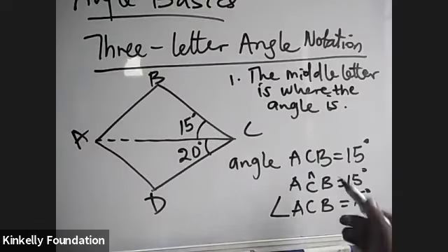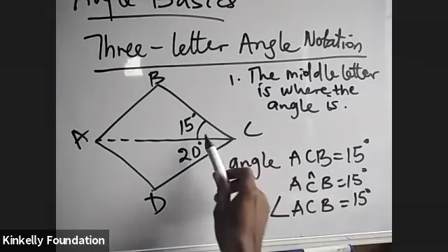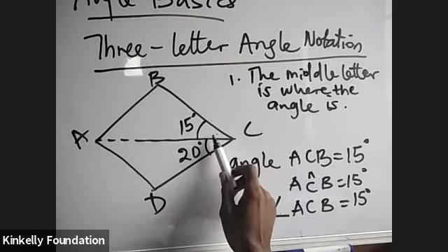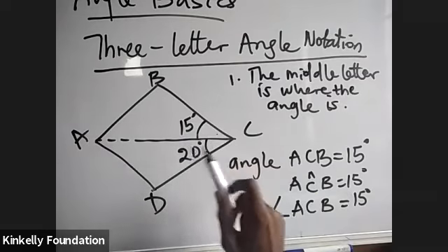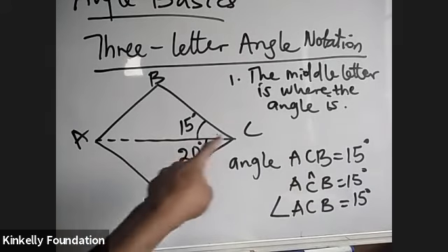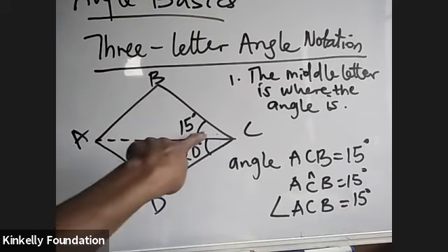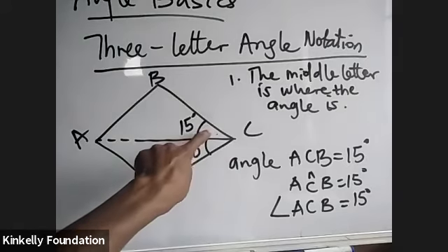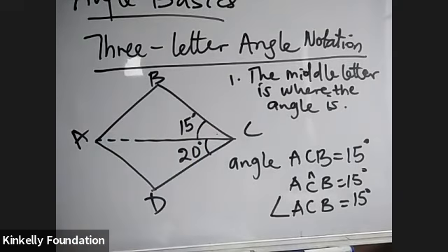Look at it, as you are seeing it here. This one is where the angle is. So for you to call out this angle using the 3 letters, we have A, C, B, which tells that the angle at C is the one we are referring to. Do you understand?